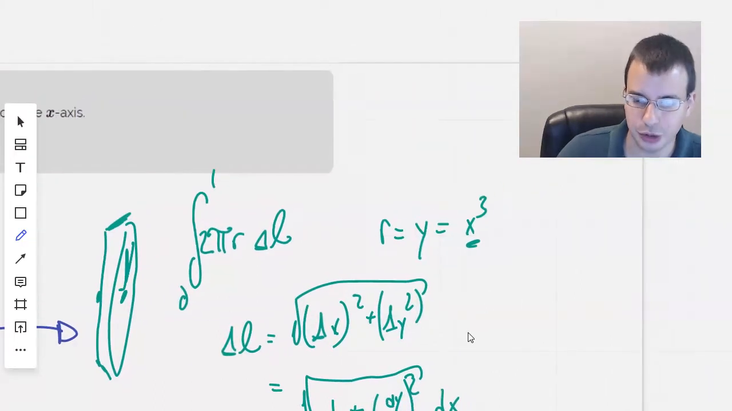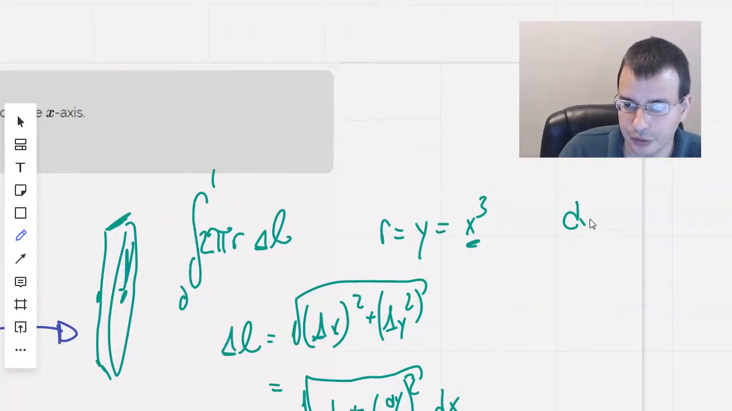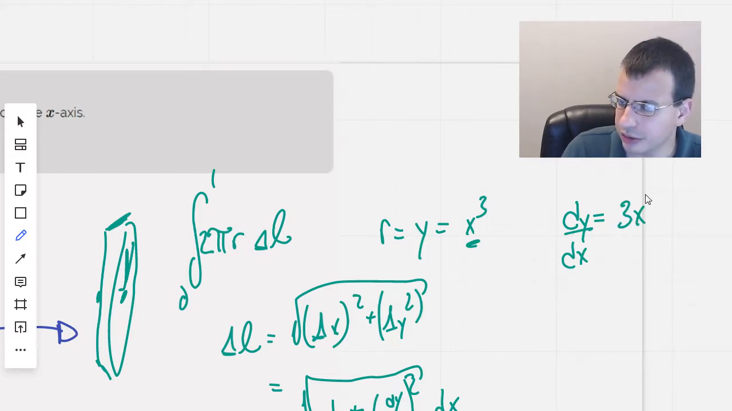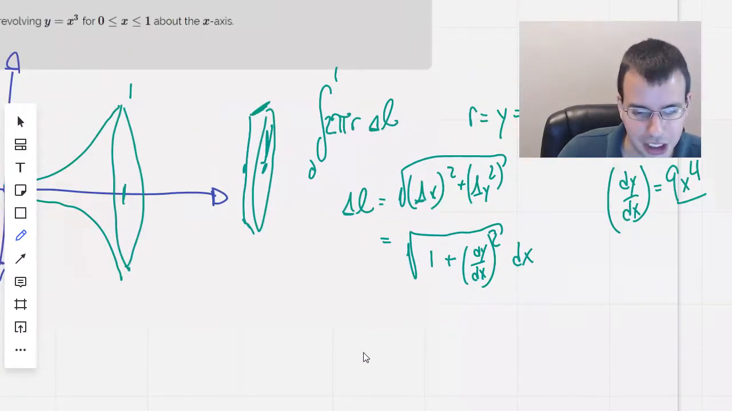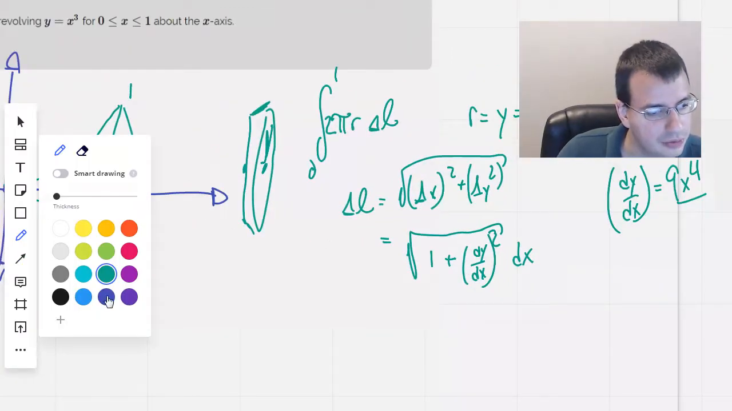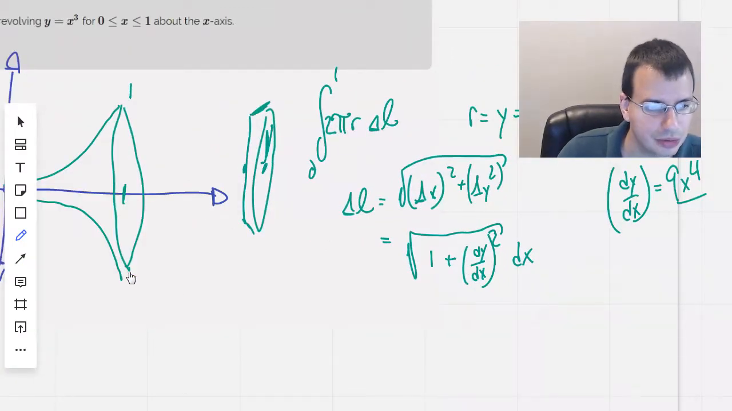We know that y equals x cubed. Therefore, dy dx would be 3x squared. Dy dx squared would then be 9x to the 4th. So we have the formula to tangle with, in purple.